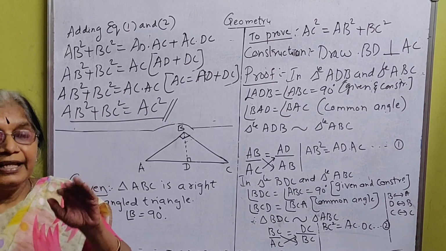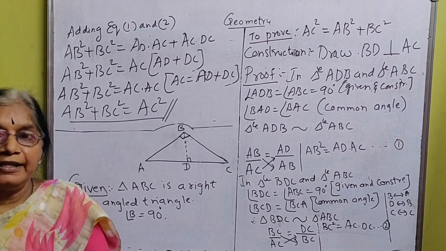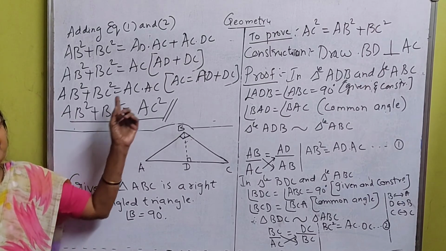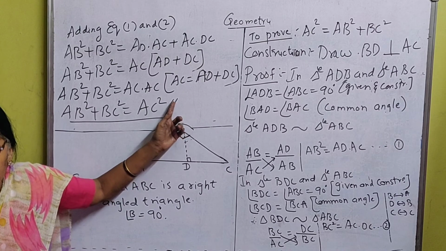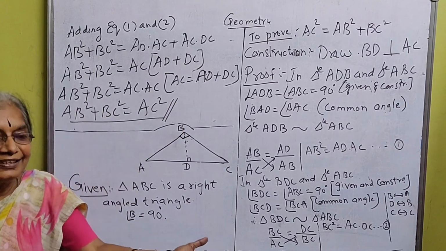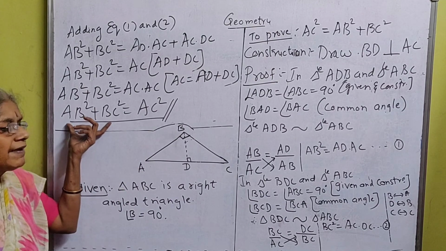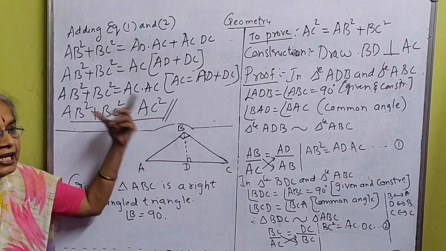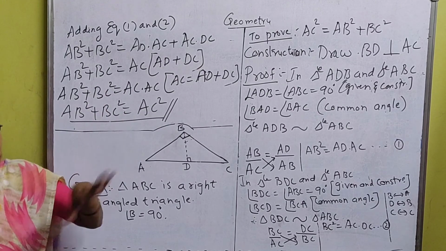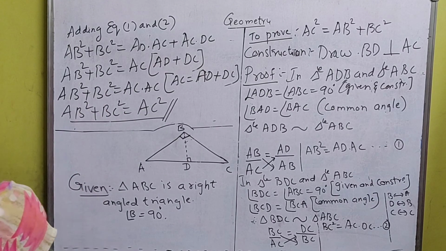This theorem is useful for solving problems. How? If AB and BC are given, you can find the hypotenuse. If the hypotenuse and one side are given, you can find the other side. Add the squares of the two sides, you will get the square of the hypotenuse. From the square of the hypotenuse, subtract any one side's square, you will get the square of the other side.